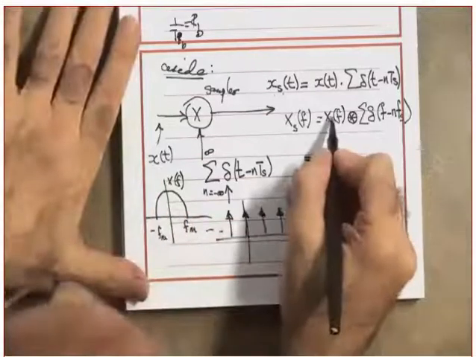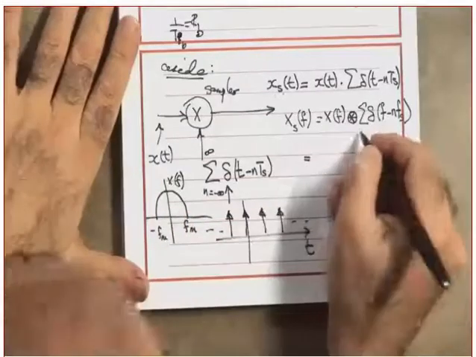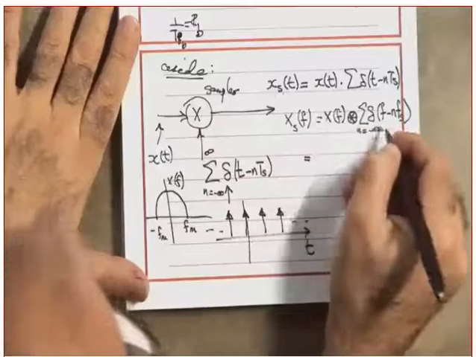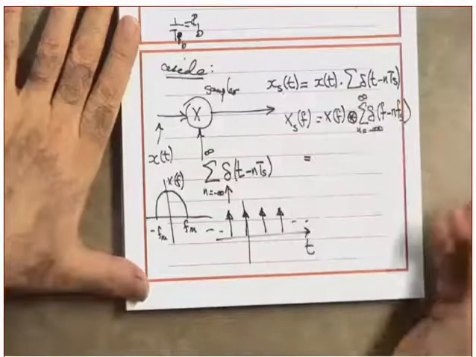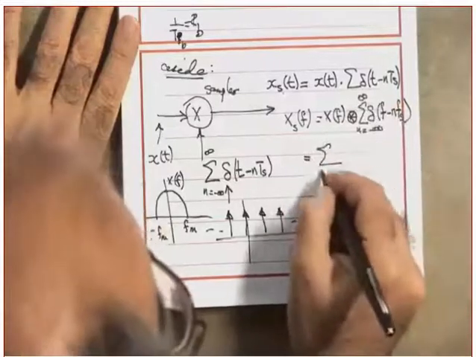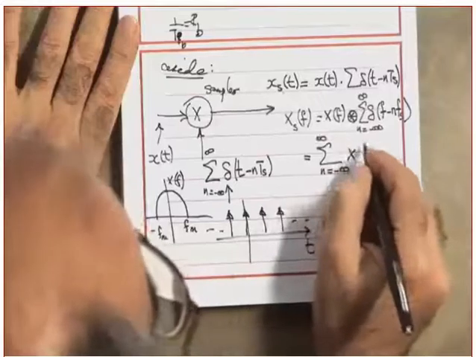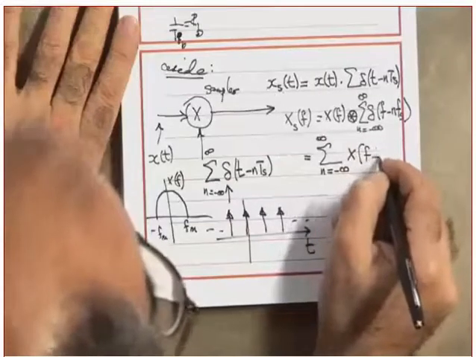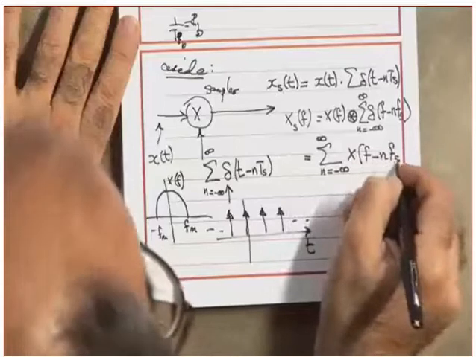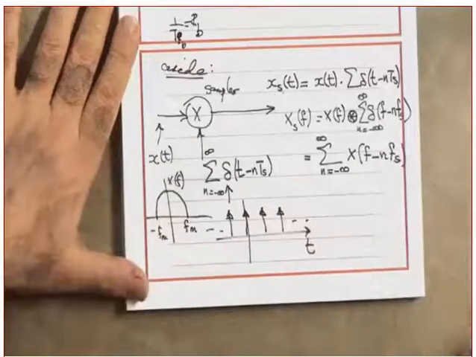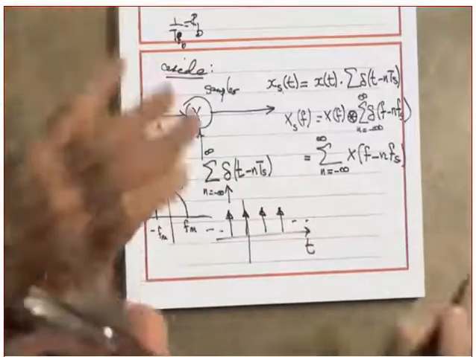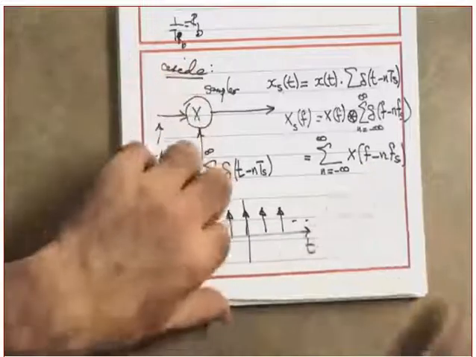Can I get this inside? Why? Because the summation is with respect to n. So what do I get? Summation, n equal to minus infinity to infinity, of X of f minus n Fs. And there is no delta anymore. Are you following me or not? Can you sketch this for me?